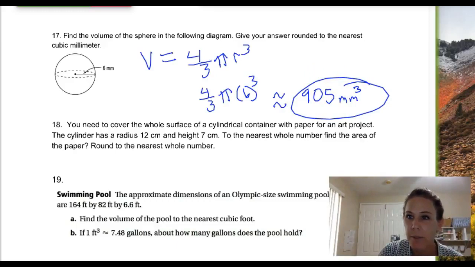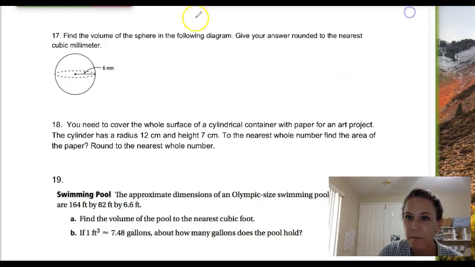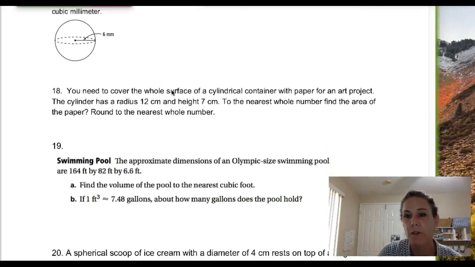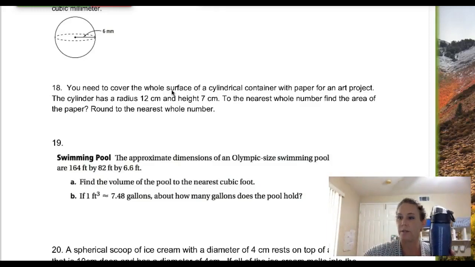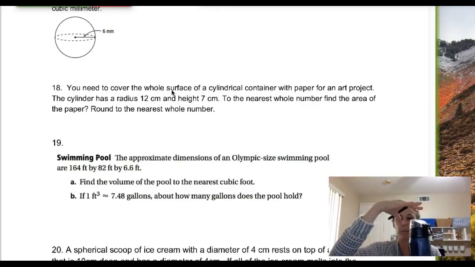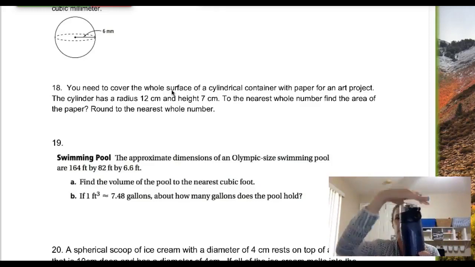Let's go ahead and look at number 18. Number 18, you need to cover a whole surface of a cylindrical container with paper for an art project. So the whole surface, not just the lateral surface. So let's say you had some art project where you had to cover some cylinder that you're using for pencils. No, that one you wouldn't cover top and bottom. It would be more like a present box, all right? You're covering the whole thing top and bottom, all right?